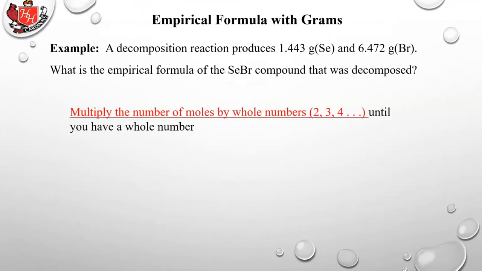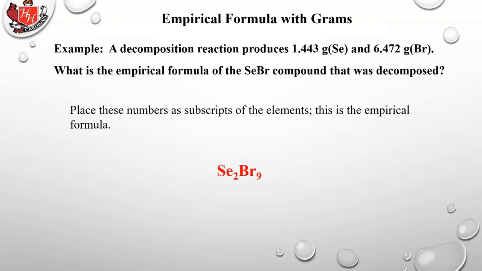So we multiply by whole numbers 2, 3, 4 until you have a whole number for the subscript, because you're not allowed to have 4.5 as a subscript. So we're going to multiply 4.5 by 2, and we can stop right there. We don't have to go any further. We got a whole number, 9. But you also have to keep that same ratio with selenium, so you have to multiply that by 2, and so you get 2 for selenium. So that means you place these numbers as subscripts, and you end up with the empirical formula of Se2Br9.